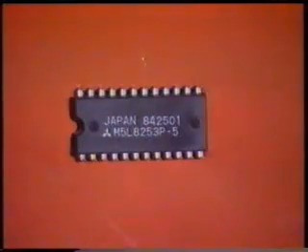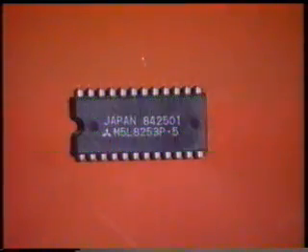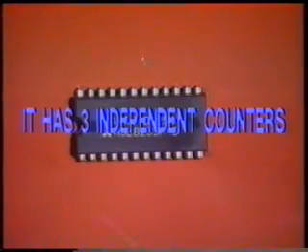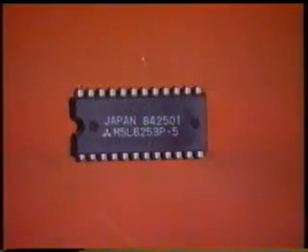Let us review what we have learned in this lesson. The 8253 is a programmable counter timer device. It has 3 independent counters. Each counter has 6 operational modes. The counting can be triggered under software or hardware control. The contents of the counter can be read when the counting is going on. Thus, the 8253 implements efficiently the counting and timing requirements of a microcomputer.